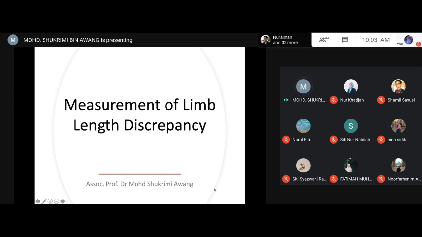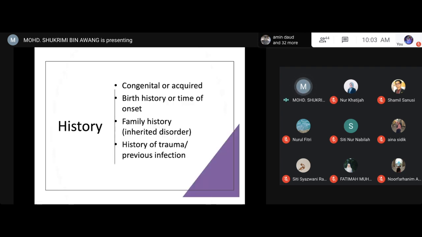So, measurement of limb-length discrepancy. You can stop me at any time if you want to ask me, okay? Okay, so what's important when a patient comes to you with limb-length discrepancy? First, we start with the history, right?